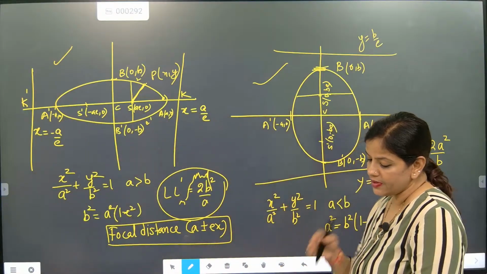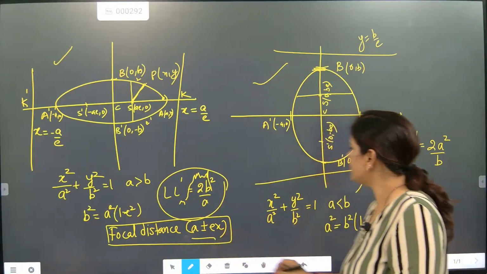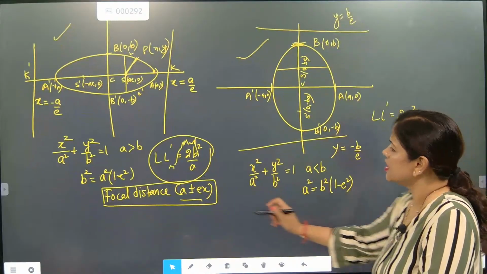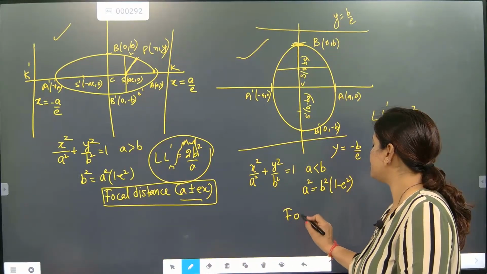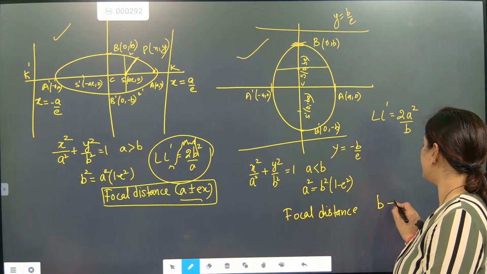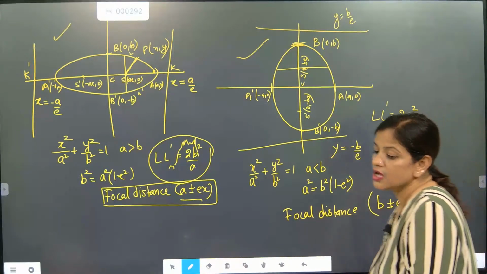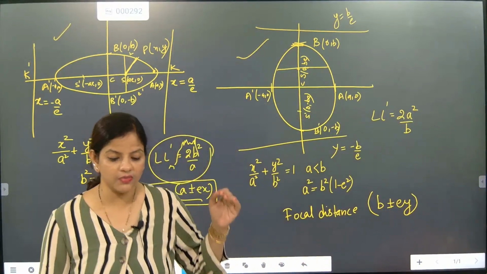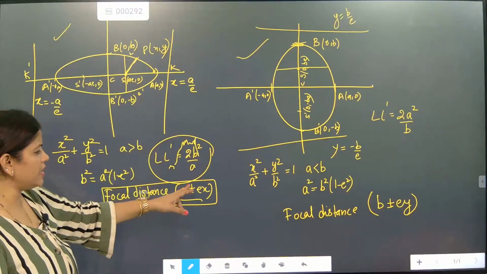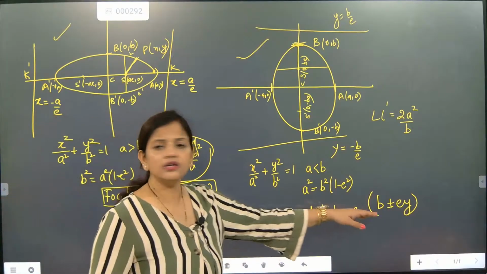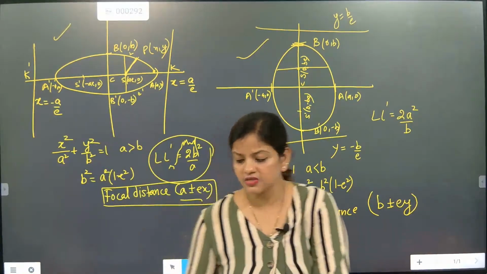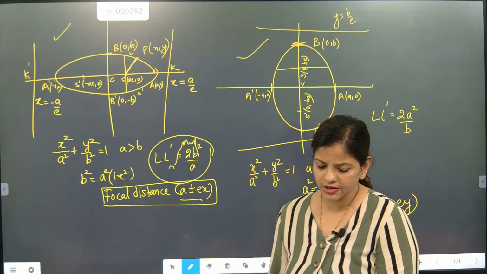Okay, but if somebody asks the focal distance in this case, here the focal distance will come as b plus minus ey. Understood? Because the major section of the ellipse is resting on the y-axis. In one ellipse the major section is resting on the x-axis. So here it is a plus minus ex, and here the focal distance is b plus minus ey. So this is the major section written. Everybody must understand this one. I hope till here everything is okay. I hope everybody understood this one.